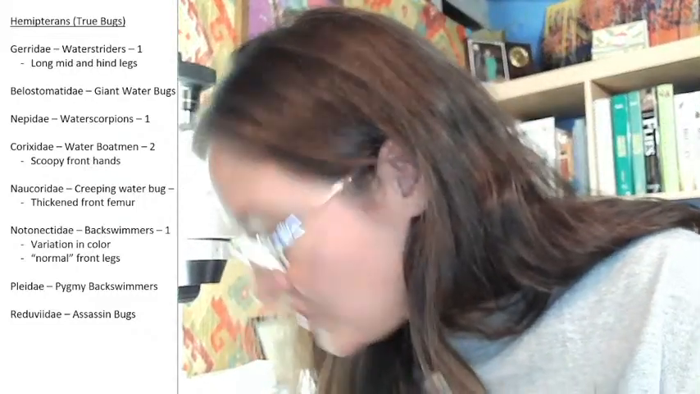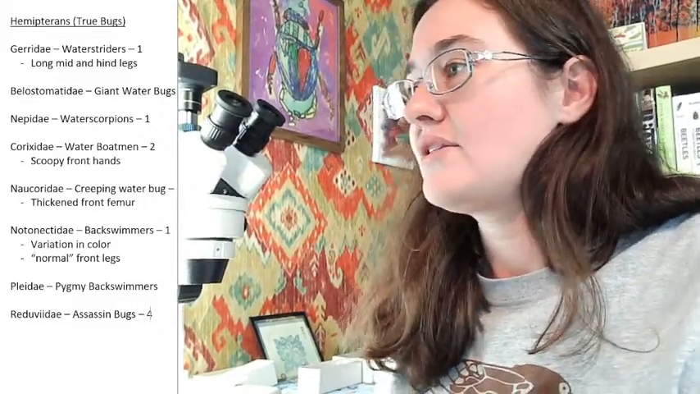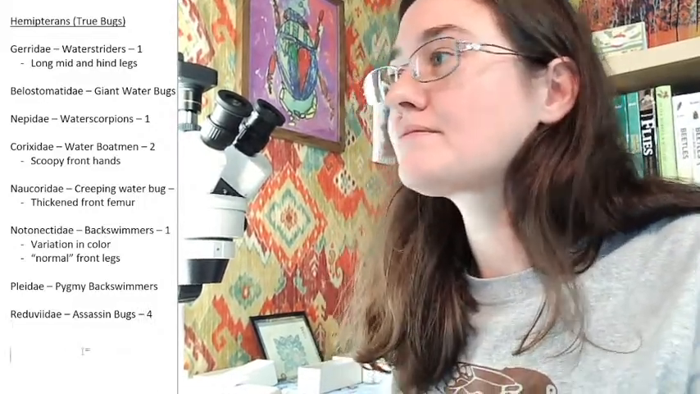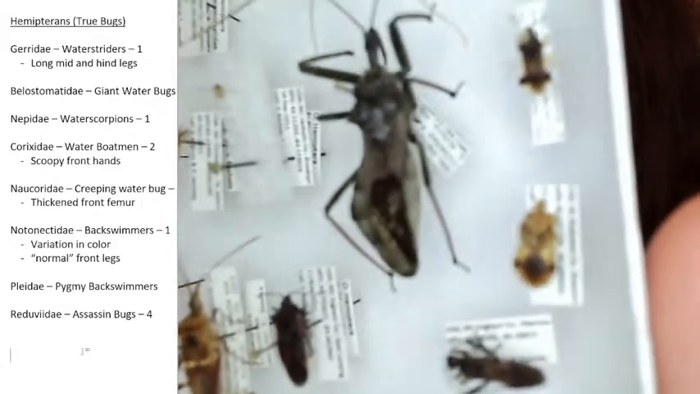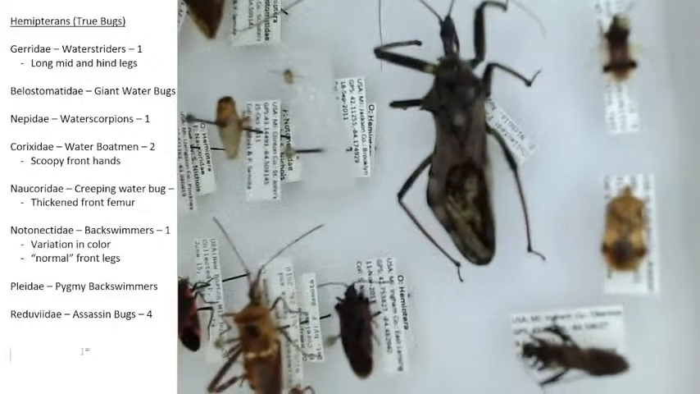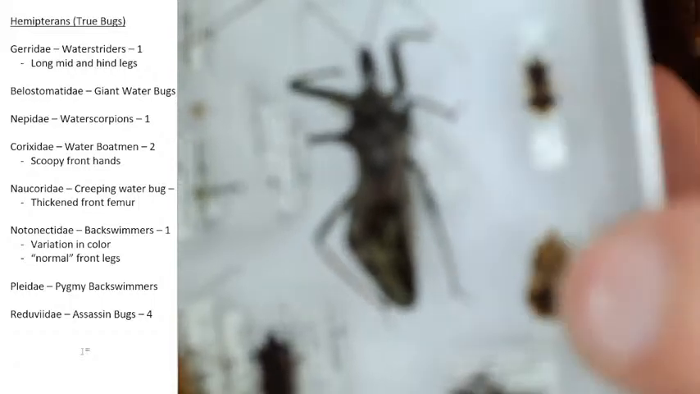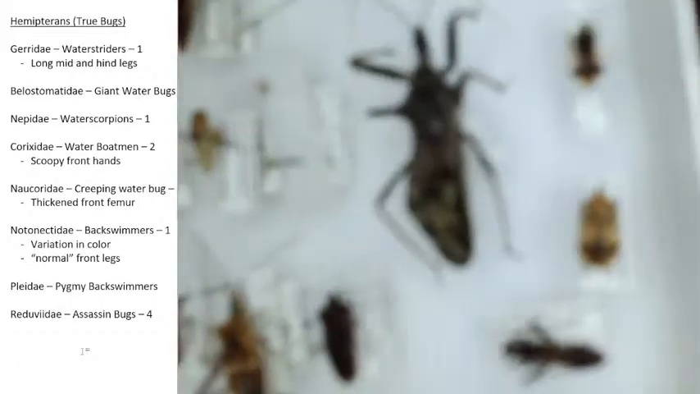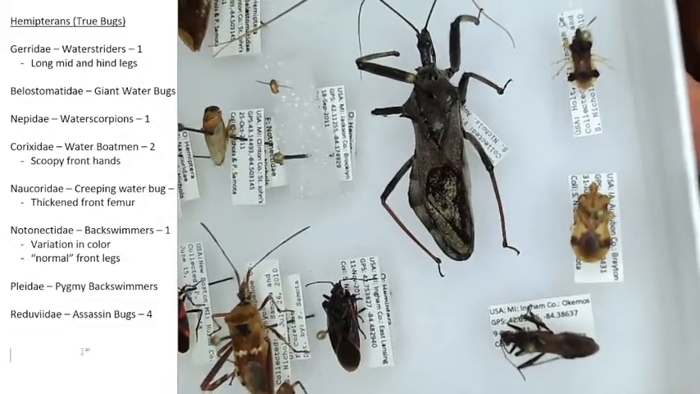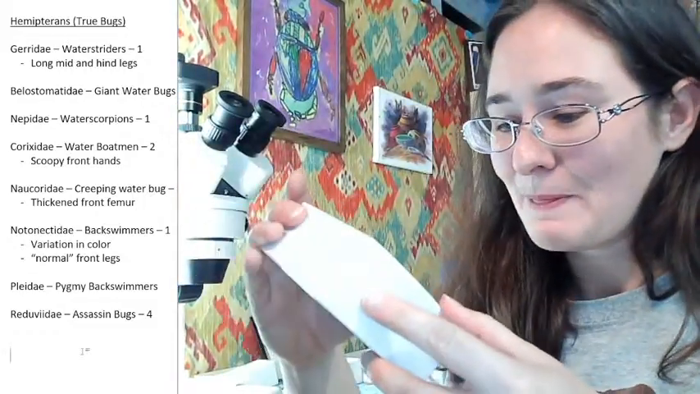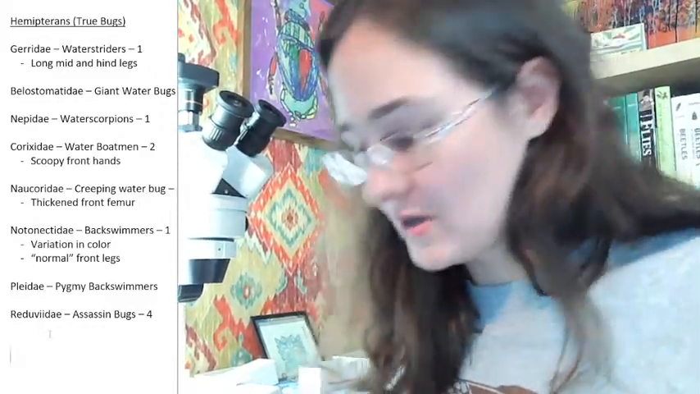Yeah. So, on the assassin bug side of things, there are 4 of them. Here. So, 1, 2, 3, 4. These 4. And then focus. Yay, it listened. Perfect. So, assassin bugs.